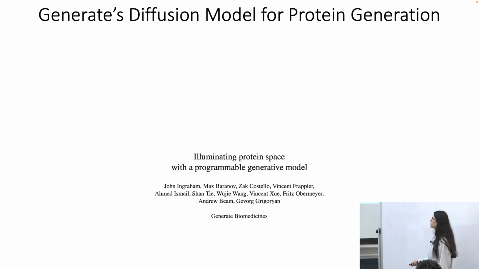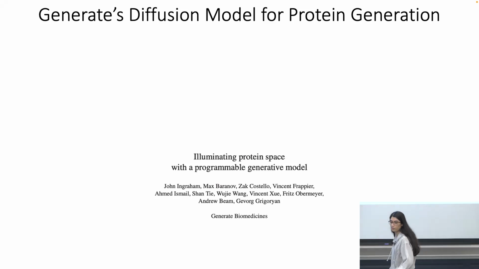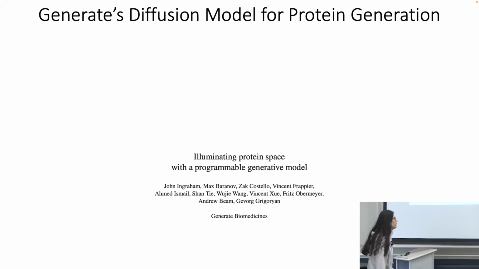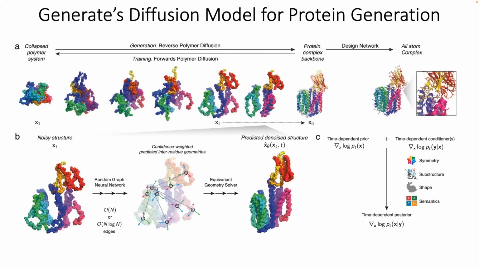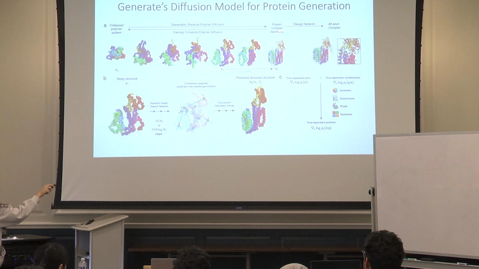Okay, let's move on. So let's talk about another paper that has been out since December. Gevorg Grigoryan has his own lab, but this is from the company Generate Biomedicines, and from this team with John Ingraham as the first author. So this model is called Chroma, and their paper is titled Illuminating Protein Space with a Programmable Generative Model. And so let's take a look at how they have this diffusion process lined up for proteins. So in this case, let's start over here. So we have a real protein backbone.